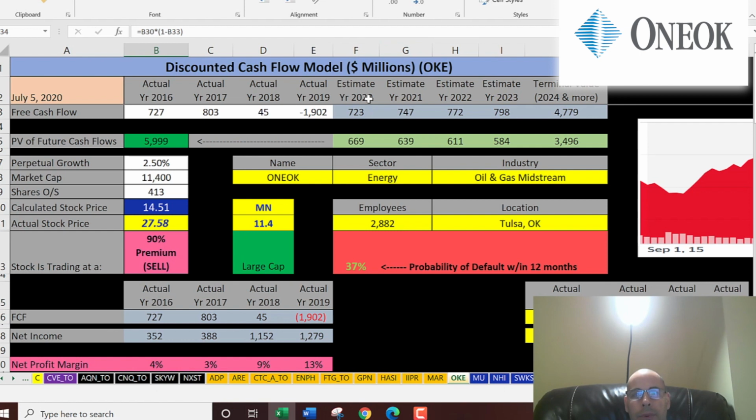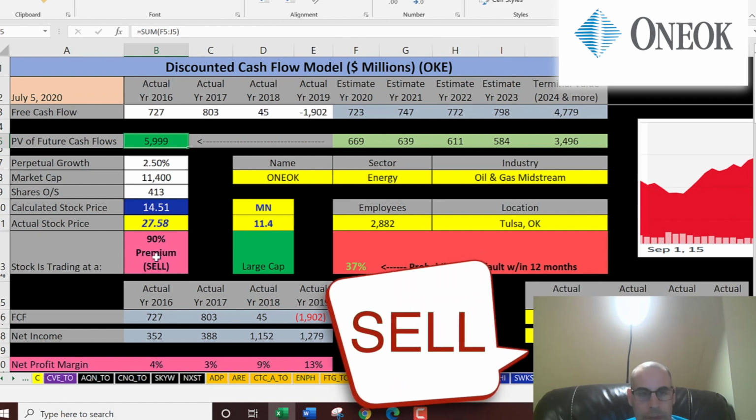So we discounted 4 years of future free cash flows. We also did a terminal value, which is all years past year 4. We discounted those numbers based on the weighted average cost of capital. And we get a value of the company of $6 billion. We divide that by 413 million shares, and we get an intrinsic stock price of $15. It's trading at $28, so it's trading at a 90% premium. So it's a sell according to the model.